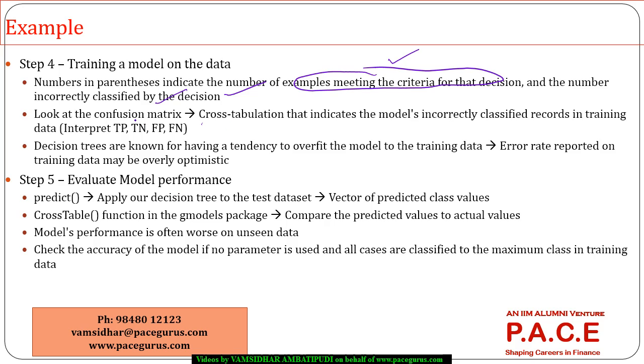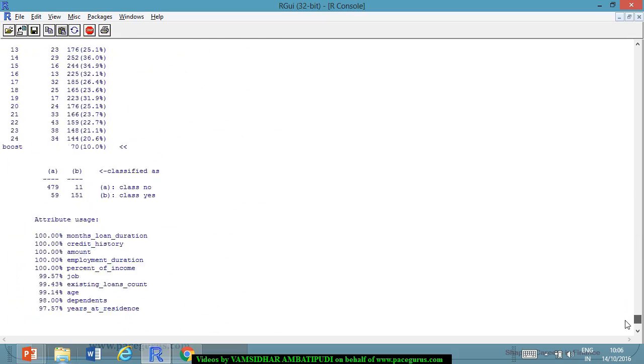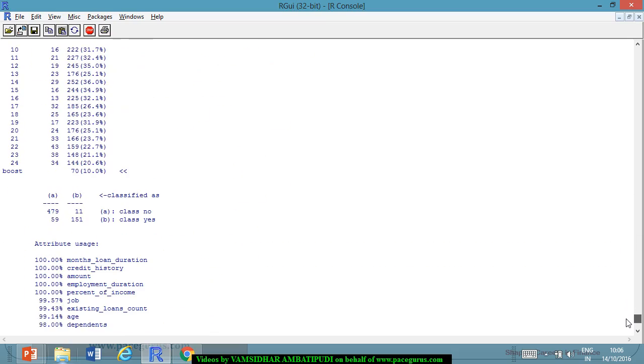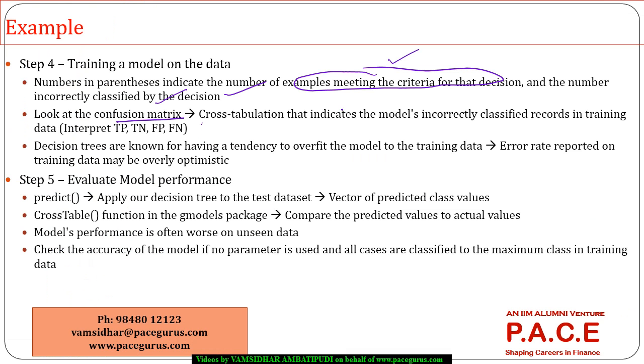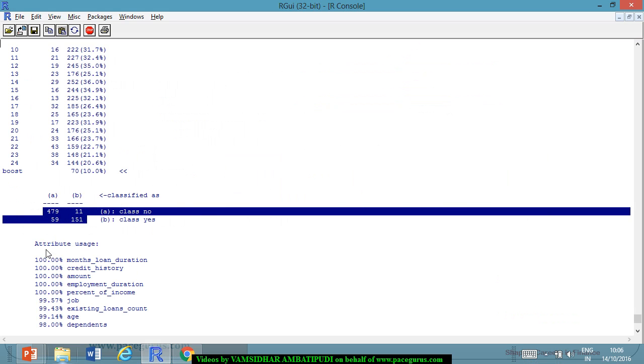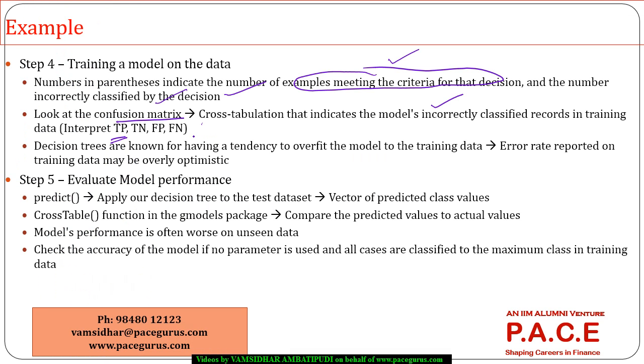And finally I am looking at the confusion matrix. Yes, this is my confusion matrix on the training data. It's a cross tabulation that is indicating the model's incorrectly classified records. So one, I have true positives, S and S are true positives. Then true negative.